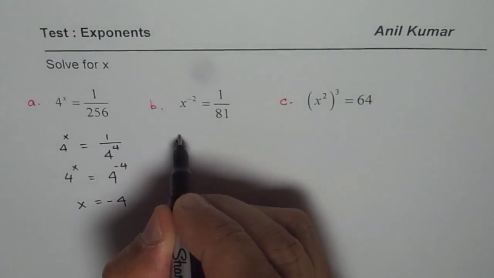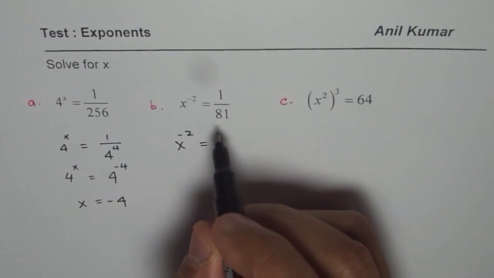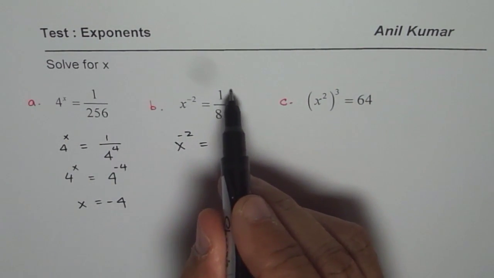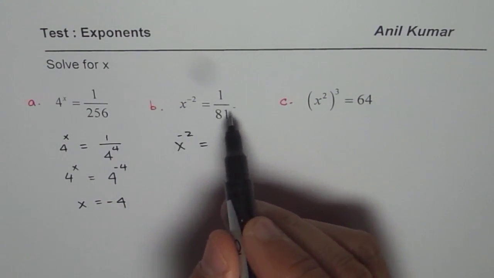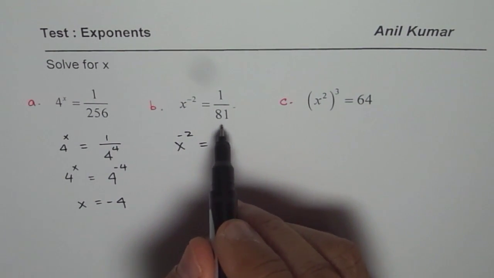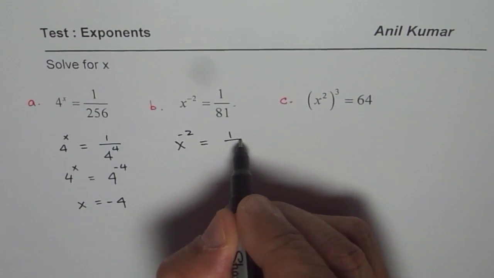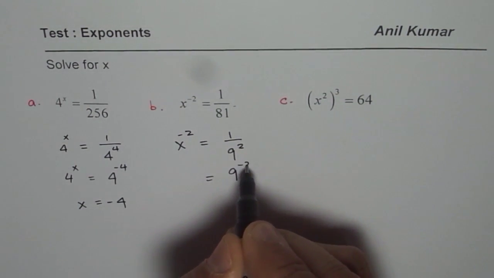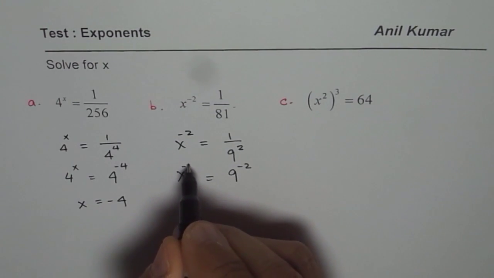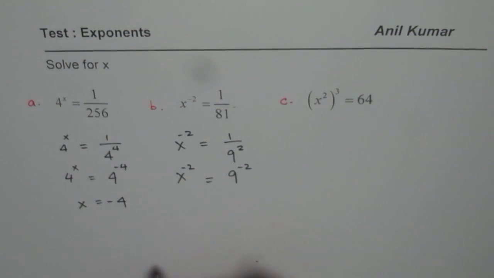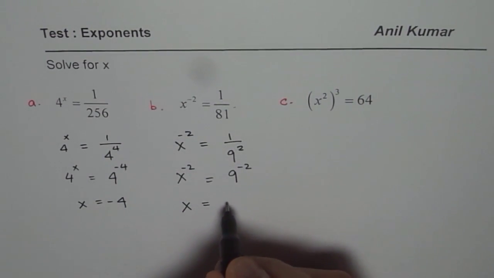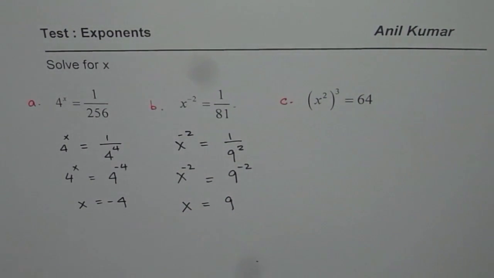So here we have x to the power of minus 2. Now if we can match the exponents, then the base should be the same. That's the whole idea. 81 is 9 squared, so we could write this as 1 over 9 squared, and that could be written as 9 to the power of minus 2. So we have x to the power of minus 2 equals 9 to the power of minus 2. So that means x should be equal to 9, correct? So that is one way of solving this particular question, right?